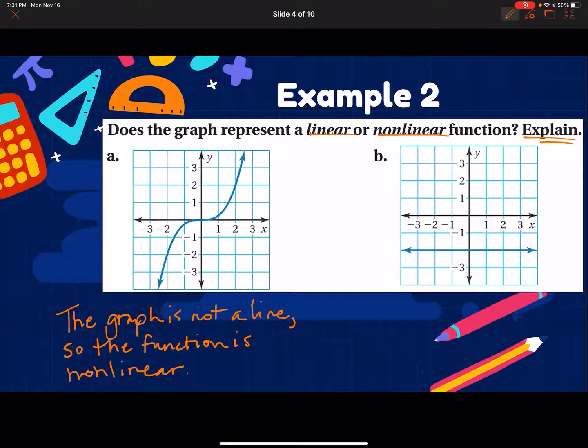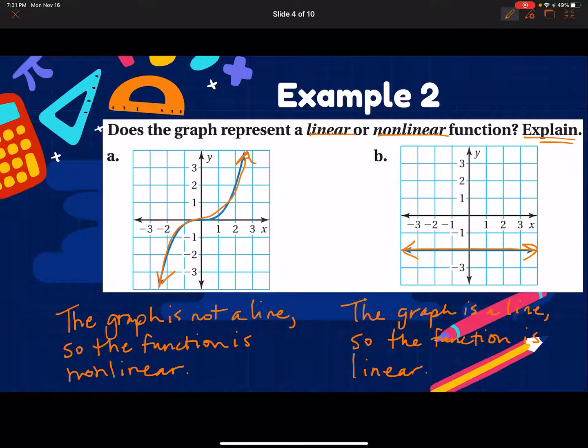Now, when we look at example B, we can see that this graph is a line. We have a horizontal line there. In example A, we had a curve to that line. So example B, we're just simply going to say the graph is a line. So the function is linear.